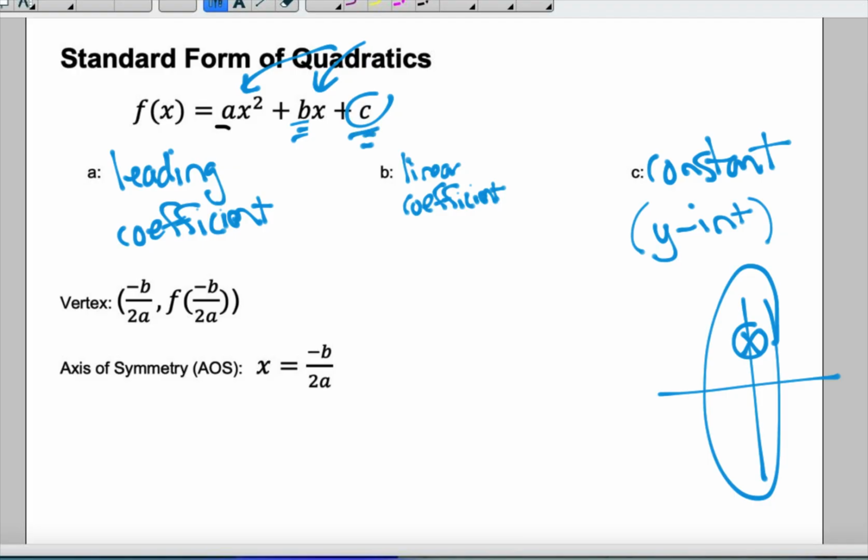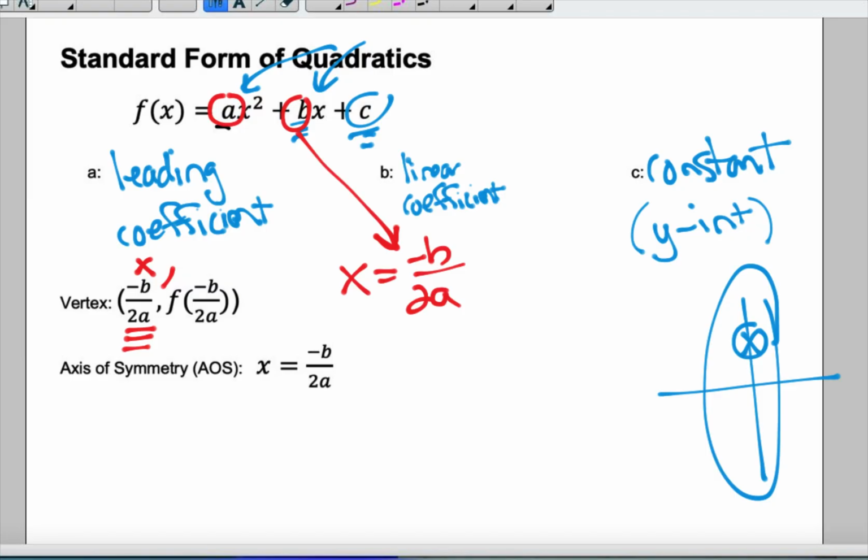Now the big thing for today, all the other things you can get the same from vertex form and from standard form. The big thing today is that the vertex is not given to you in standard form. You have to use this little formula, and it's called x equals negative b divided by 2 times a. So you have to look at the equation's a and b values, plug them into that formula, and whatever it spits out is going to be the x coordinate of the vertex.